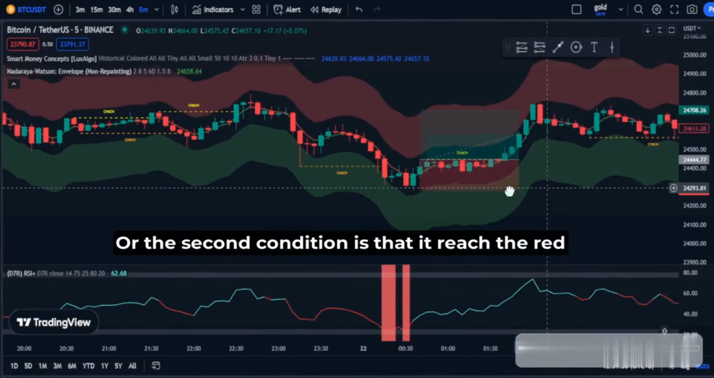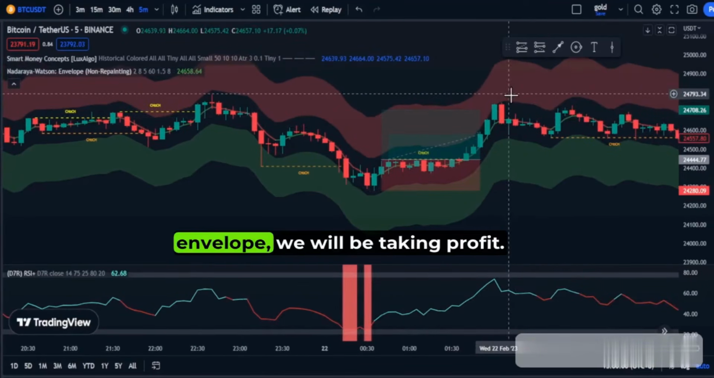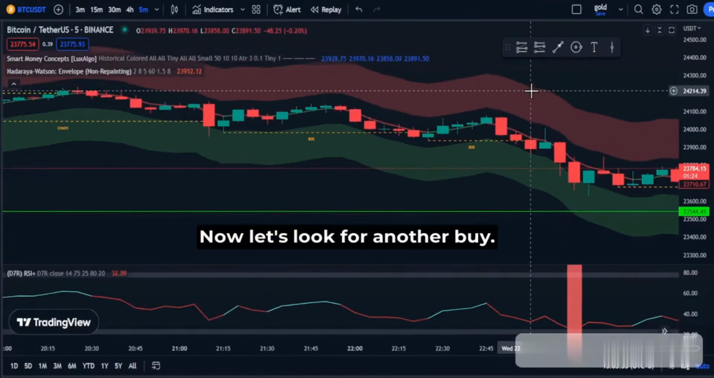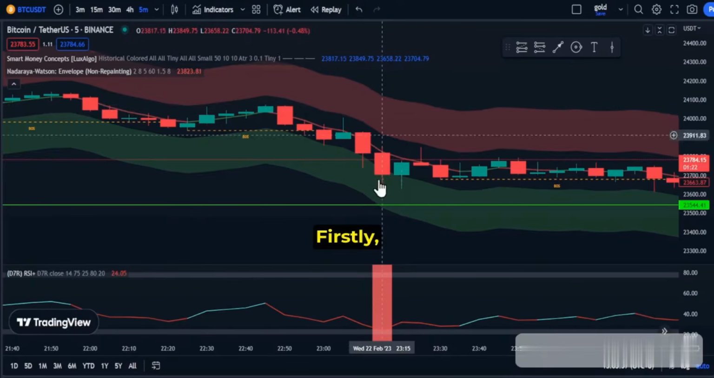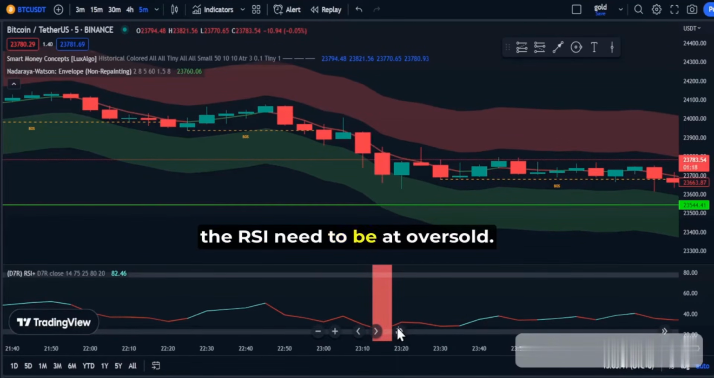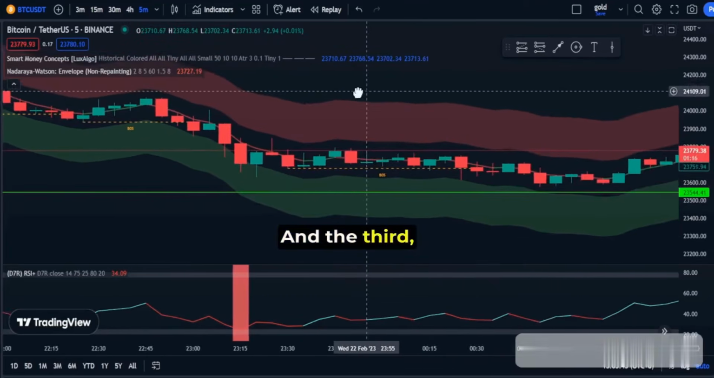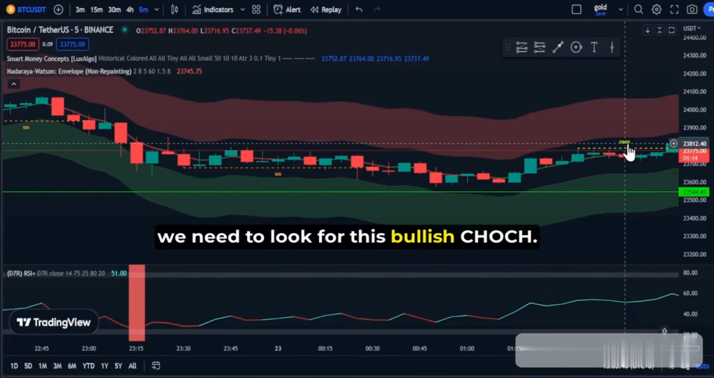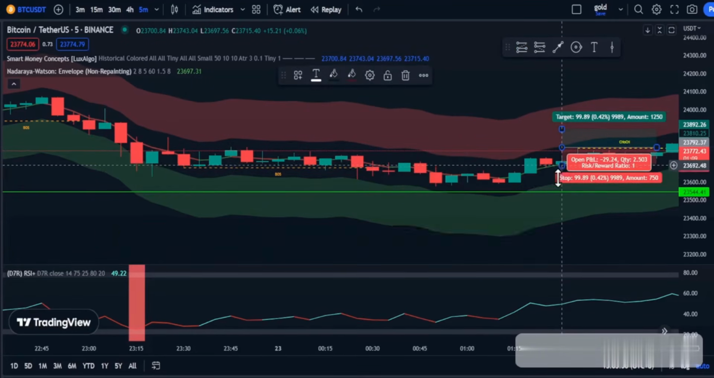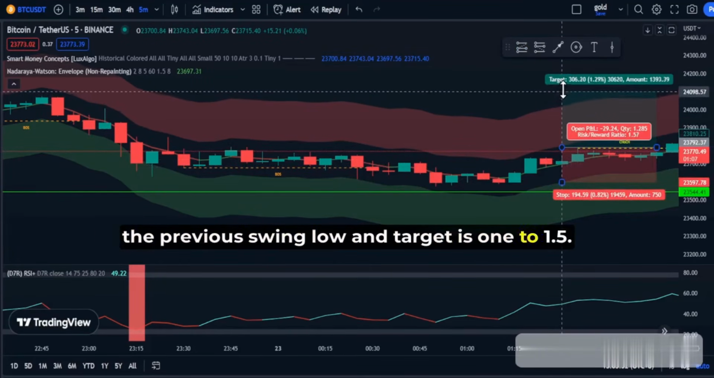Or the second condition is that it reaches the red envelope, and we'll be taking profit like that. Now let's look for another buy. Firstly, the price has to touch the green envelope and the RSI needs to be oversold. And third, we need to look for this bullish CHOCH. So I'll be taking a buy here with a stop loss below the previous swing low and the target is 1:1.5.